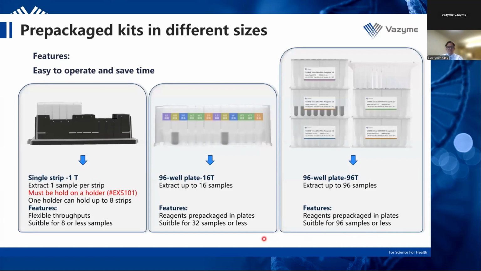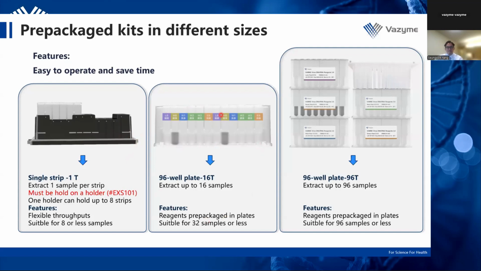So as I just mentioned earlier, we offer 3 different formats to meet various throughput needs. First, it's a single strip, which is also known as 1T. This is ideal for extracting one sample at a time. Each strip must be mounted on a holder, which is the black holder here. And one holder can accommodate up to 8 strips. So this gives users flexible throughput from 1 to 8 samples, depending on their workload.